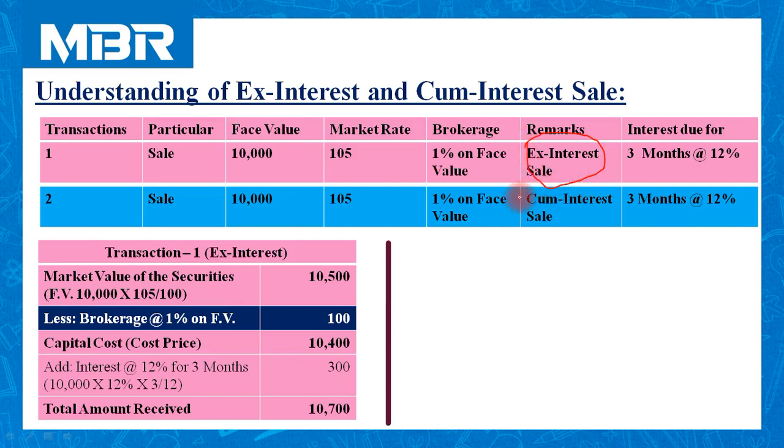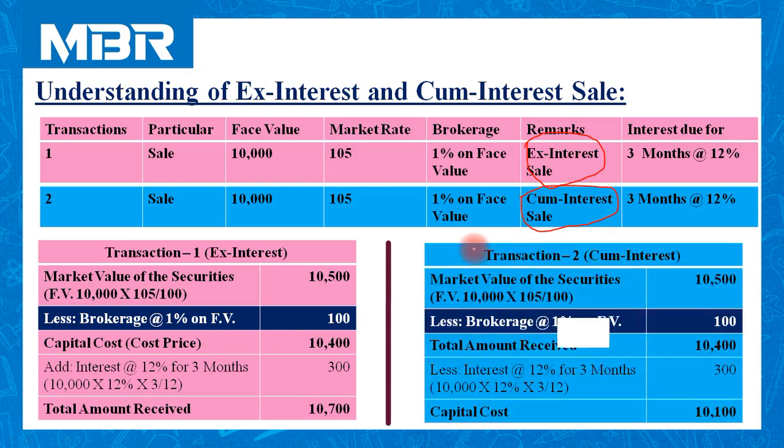It was X interest sell and it is cum-interest sell. Because of this particular condition of transaction, there is a change in the pattern of solution.